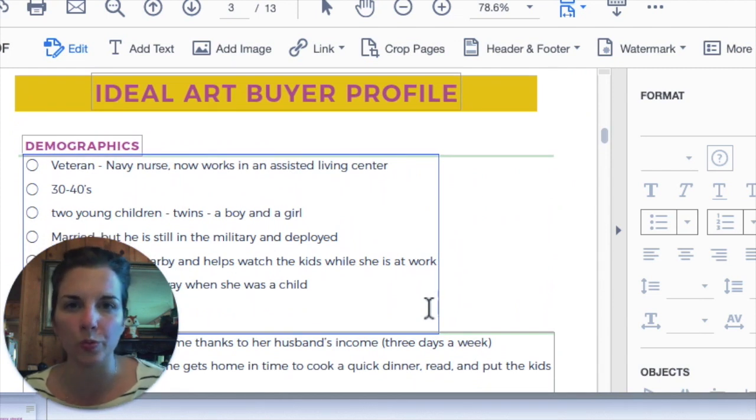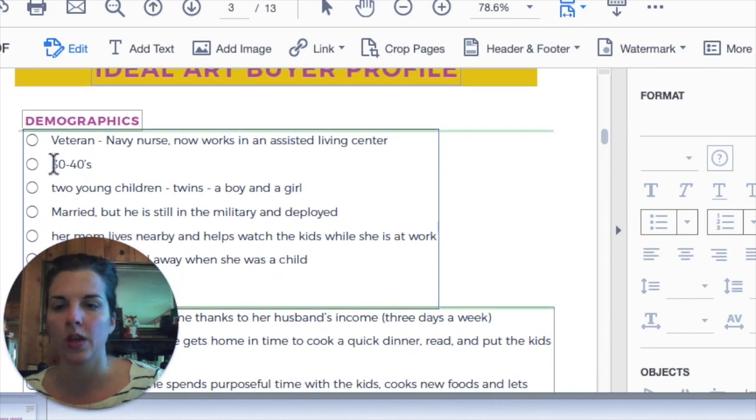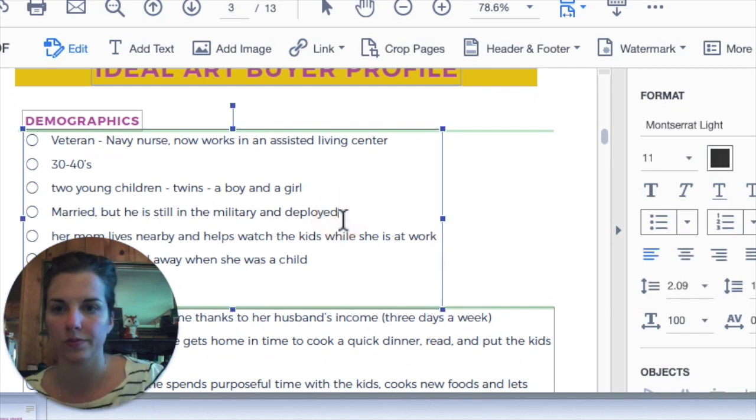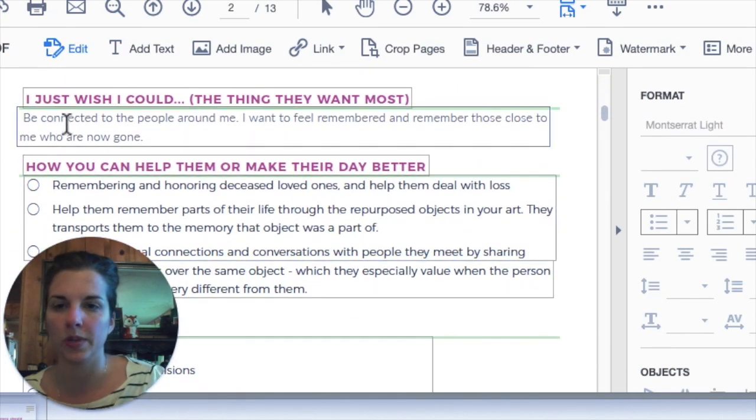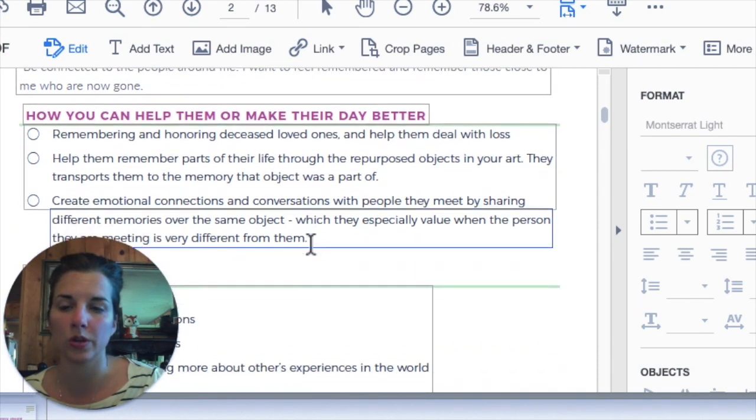And I will read you the story part that we created for Karen's ideal art buyer. She is a veteran, a Navy nurse. She now works in an assisted living center. She wants to be connected to people around her and feel remembered, and remember those close to her who are now gone.